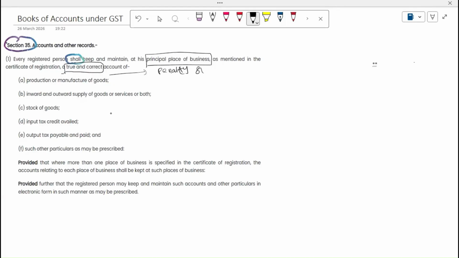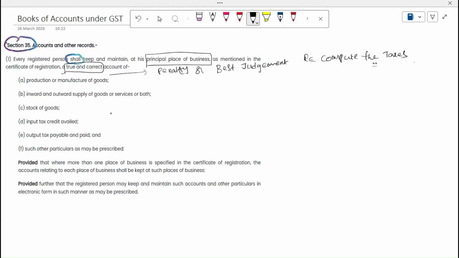Or the officer will do self assessment. Sorry, they do best judgment. They apply best judgment. For what? They try to recalculate or recompute the taxes.